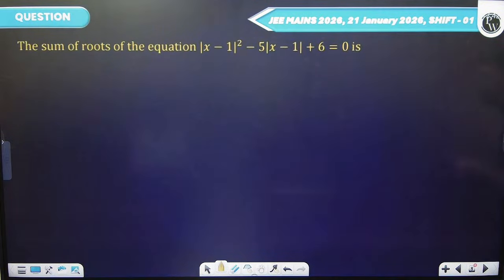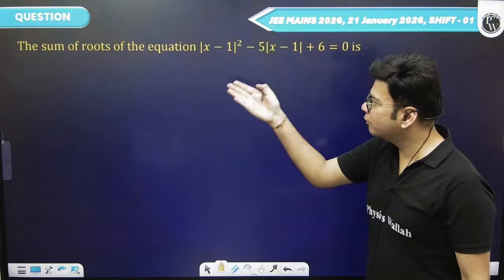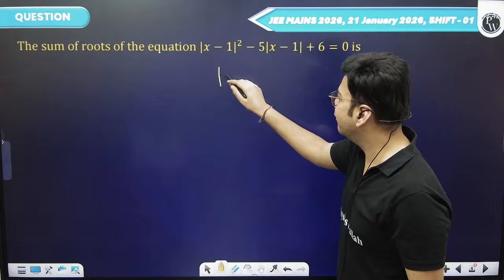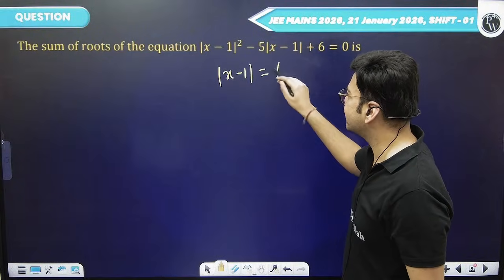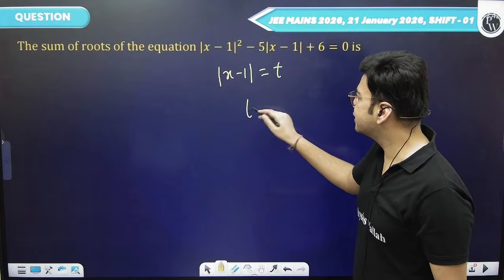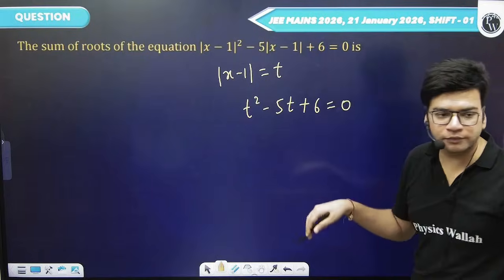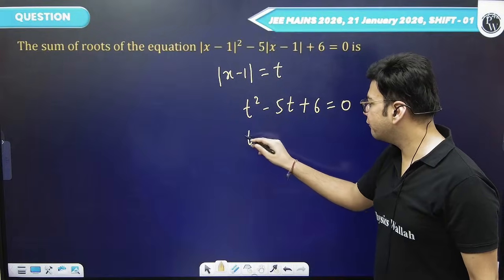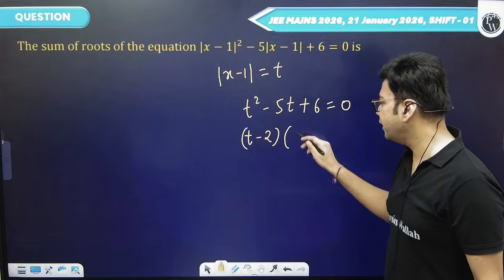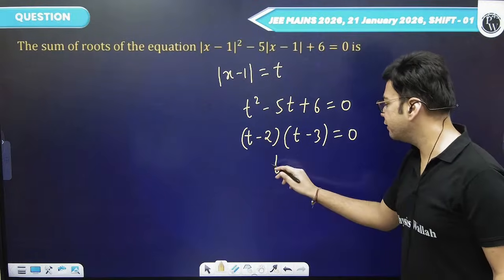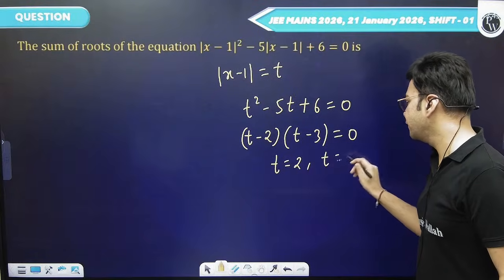Coming to the third question. So sum of roots of the equation. This is testing your basic mathematics. By default, you will assume mod of x minus 1 as t. So this equation reduces to t square minus 5t plus 6 is equal to 0. Now you can factorize it using middle term splitting. t minus 2 into t minus 3 is equal to 0. From here I will get t equal to 2, t equal to 3.